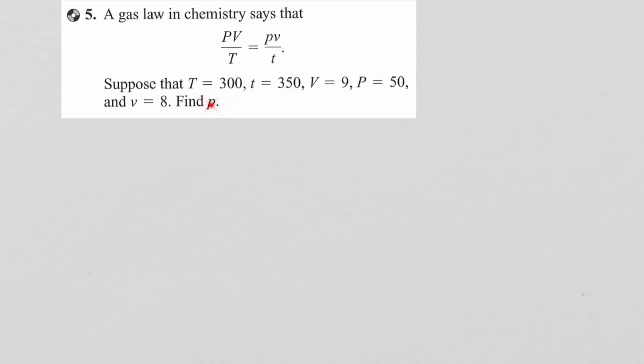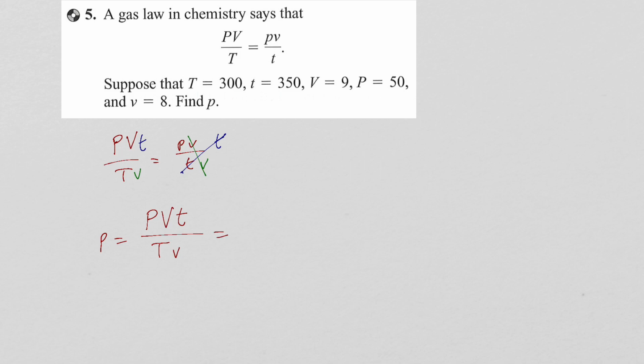Okay, we want to ultimately find little p, so we're going to solve this equation for this variable p. So we have big P big V over big T is equal to little p little v over little t. Then I'm going to multiply each side by little t in order to cancel that, and I'm also going to divide each side by little v in order to get rid of that. So our equation is going to be little p is equal to big P big V little t over big T little v. And then we're going to plug in values.